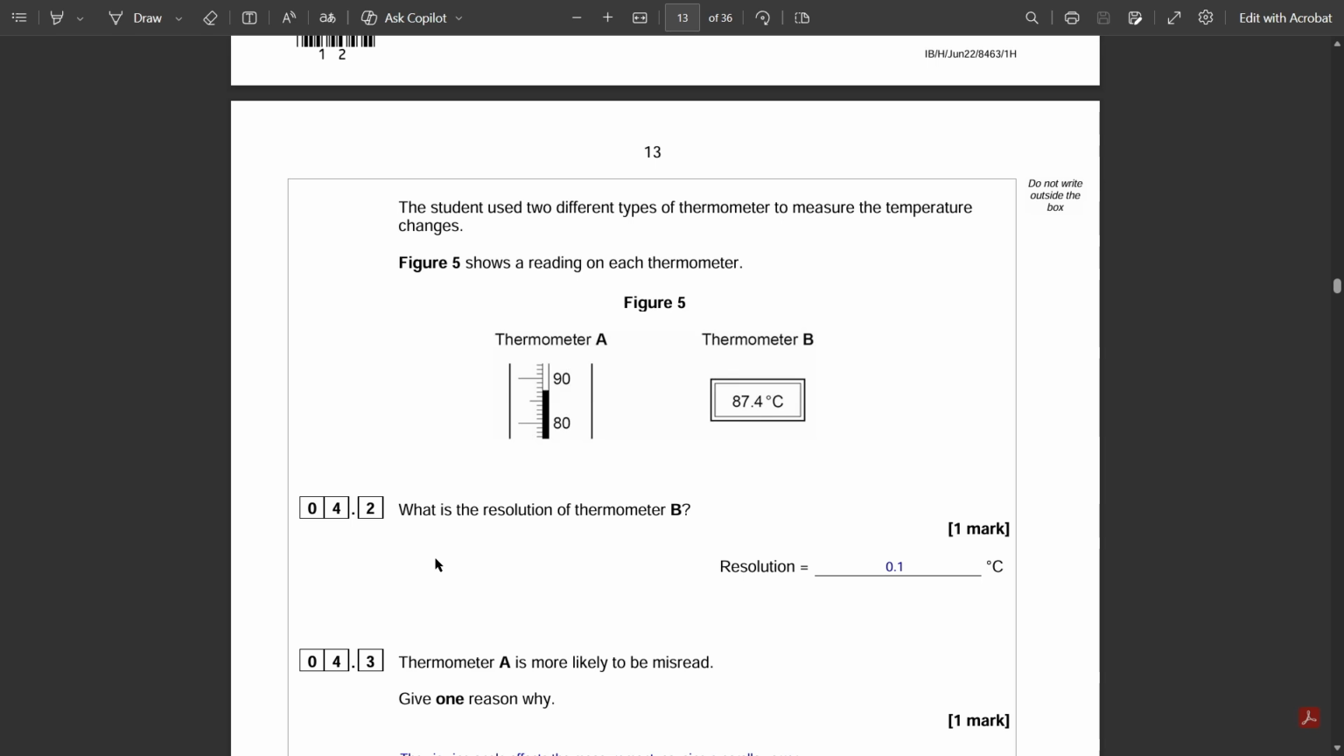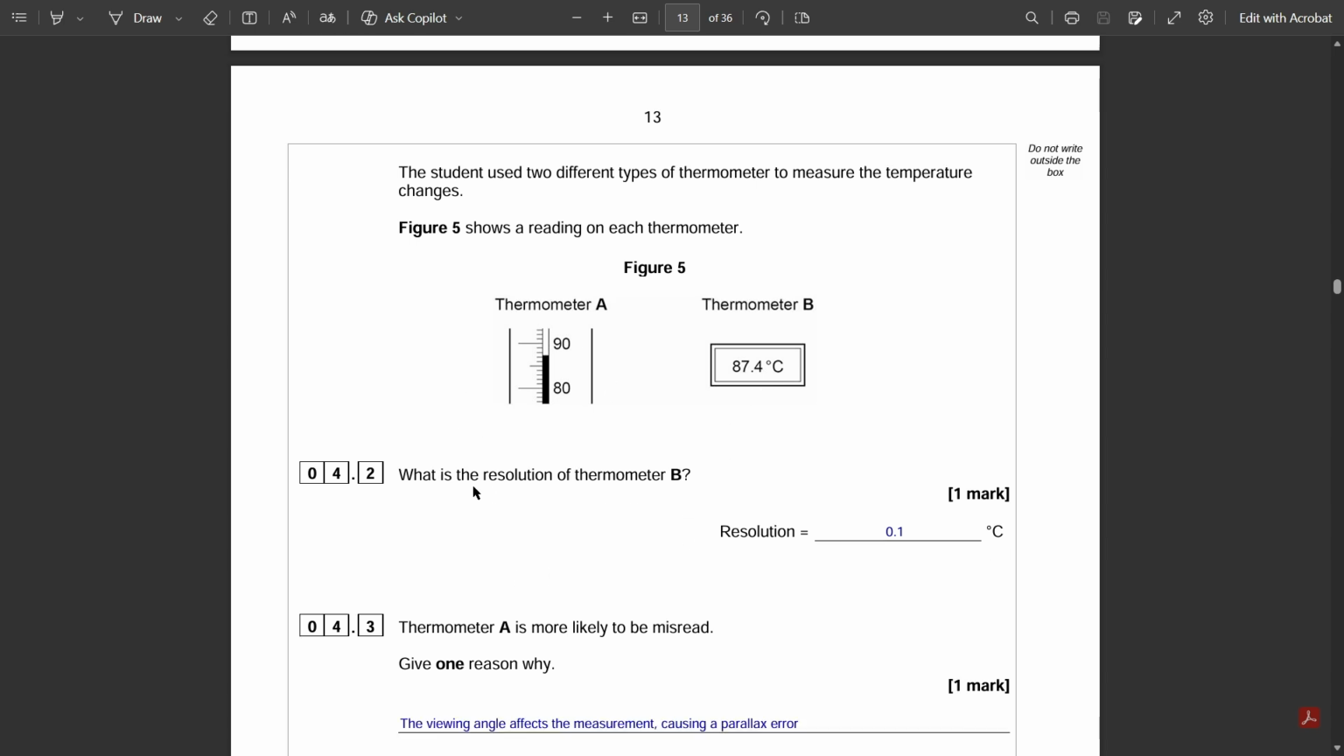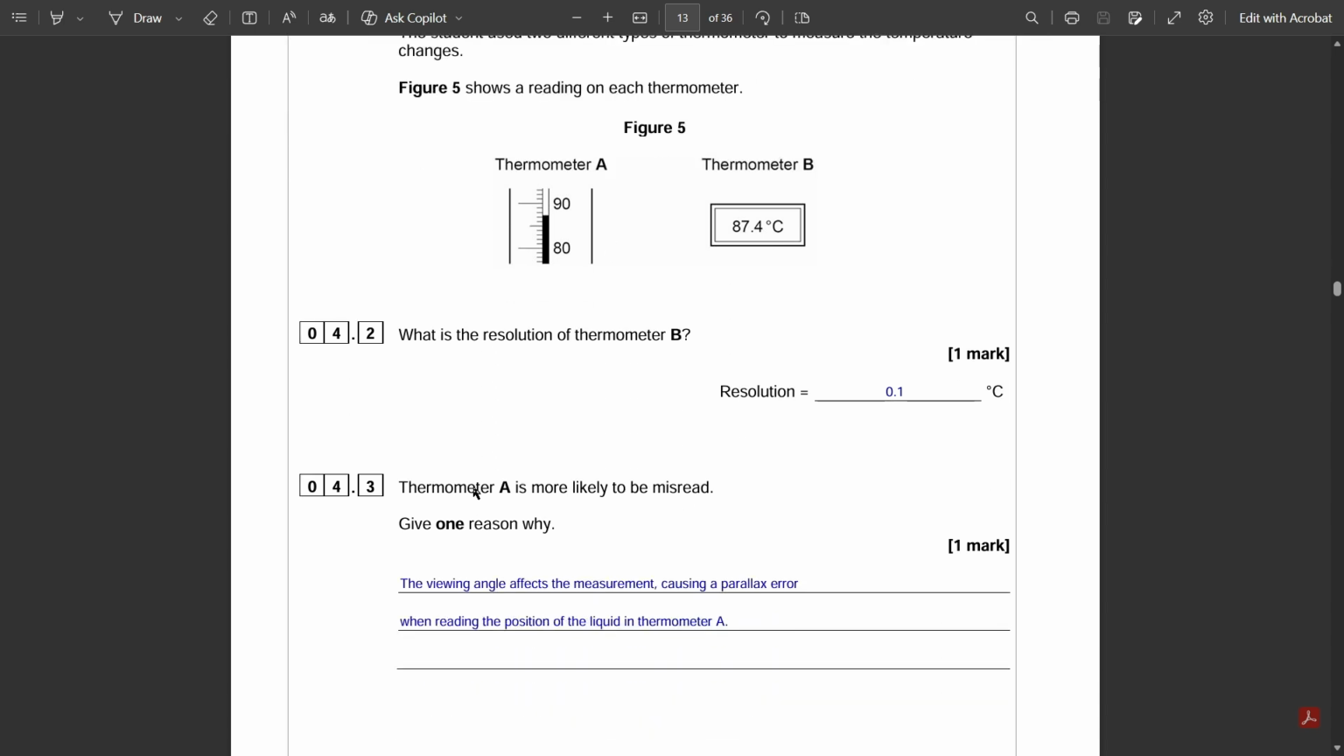Then the student used 2 different types of thermometer to measure the temperature changes. Figure 5 shows a reading on each thermometer. What is the resolution of thermometer B? Well, it gives it to the nearest 0.1, to 1 decimal place. So the resolution is 0.1 degrees Celsius. We're also told thermometer A is more likely to be misread, and to give one reason why. Well, the viewing angle affects the measurement, causing a potential parallax error when reading the position of the liquid.